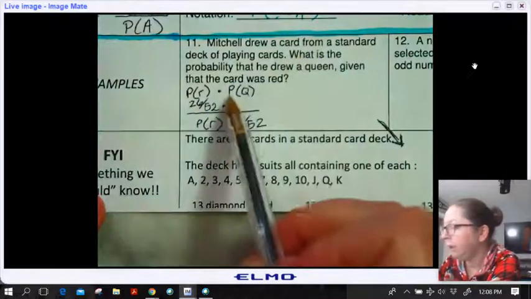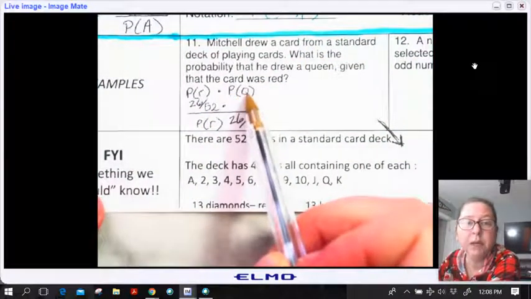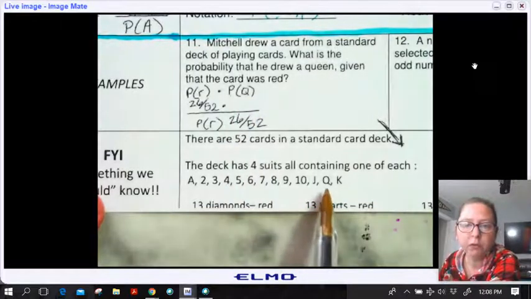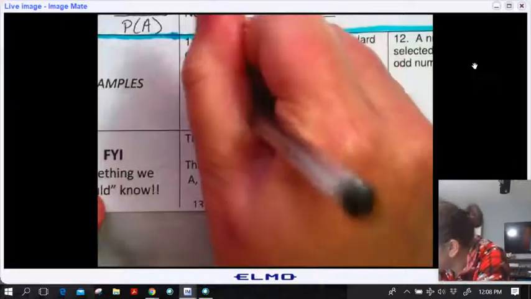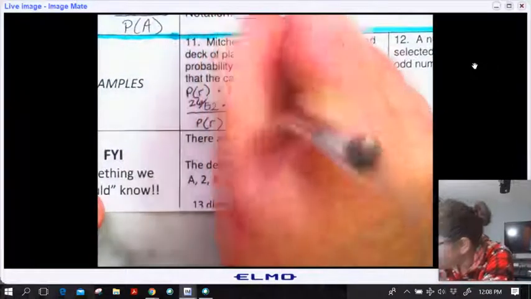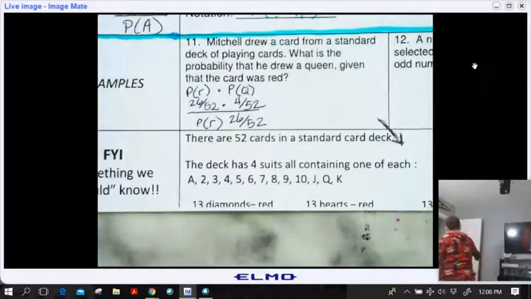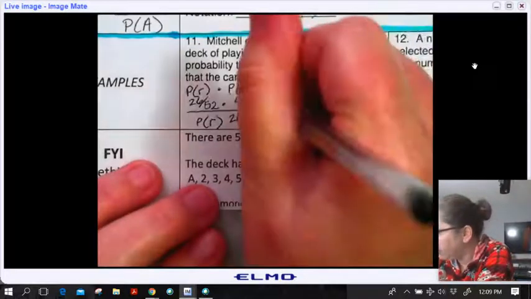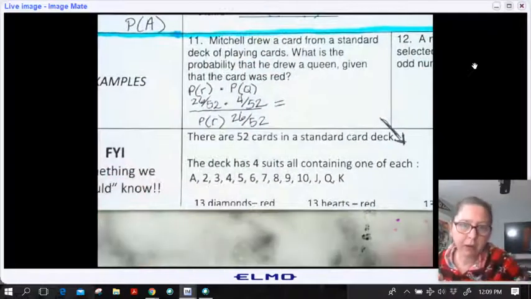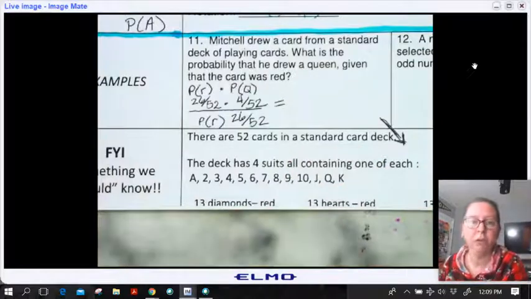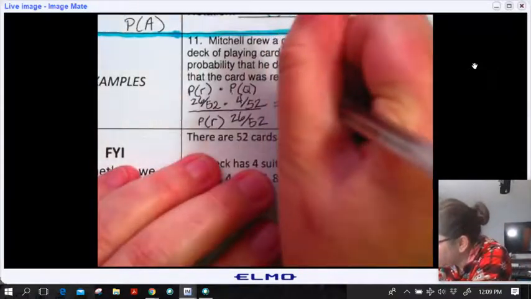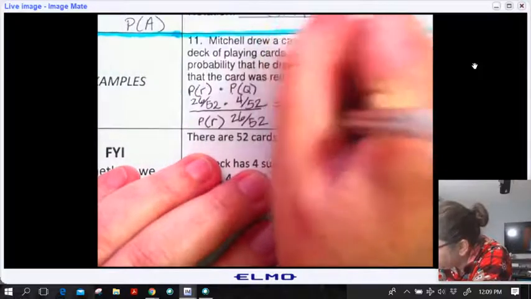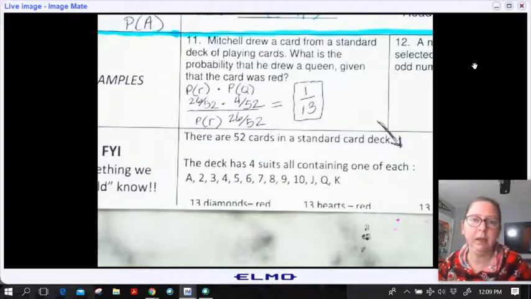All right, now what was the probability of one of those cards being a queen? Well, there's 4 suits, and each suit has 1 queen. So that's going to be 4 out of 52. So now what I need to do is go ahead and I'm going to use my calculator, multiply all of these fractions together, and reduce. And I will get 1 out of 13. We always want to reduce the fraction as small as we can. Okay?